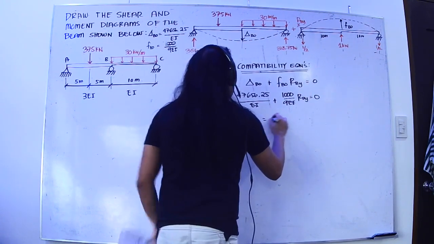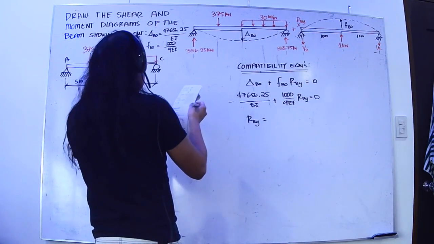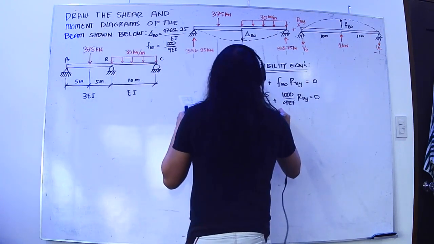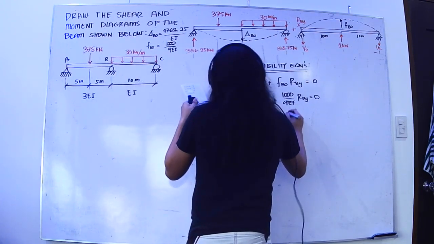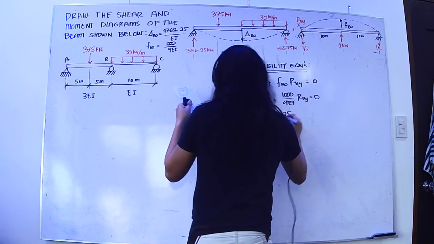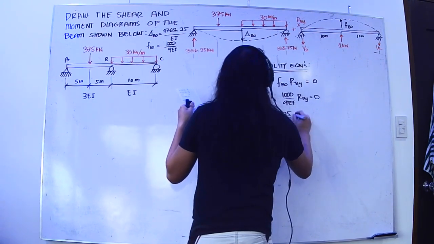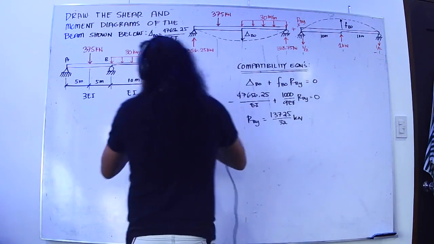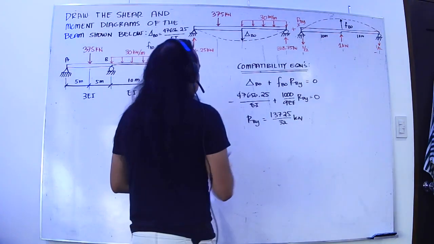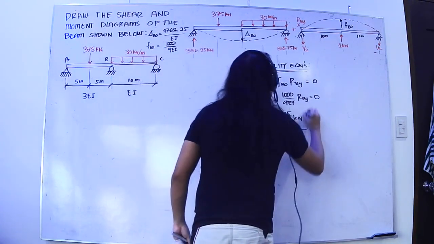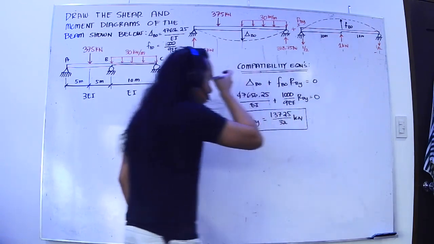So, RBY consequently becomes 13725 over 32 kilonewtons. We arrive at this value for RBY.